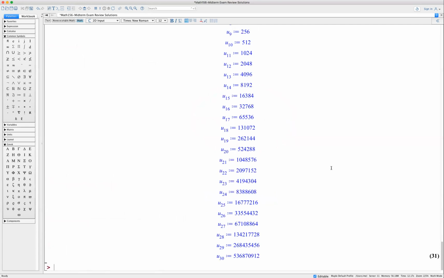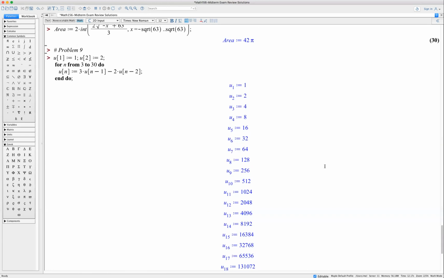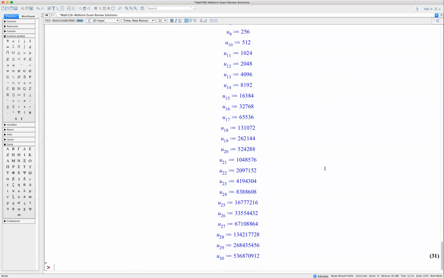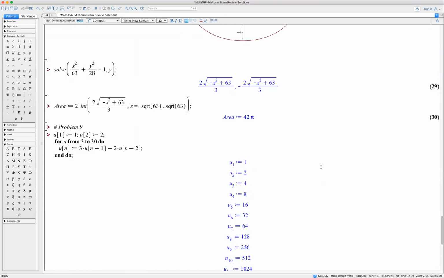This is the sequence. Looks just like the powers of 2. That's interesting. That's what it is. That's very nice.